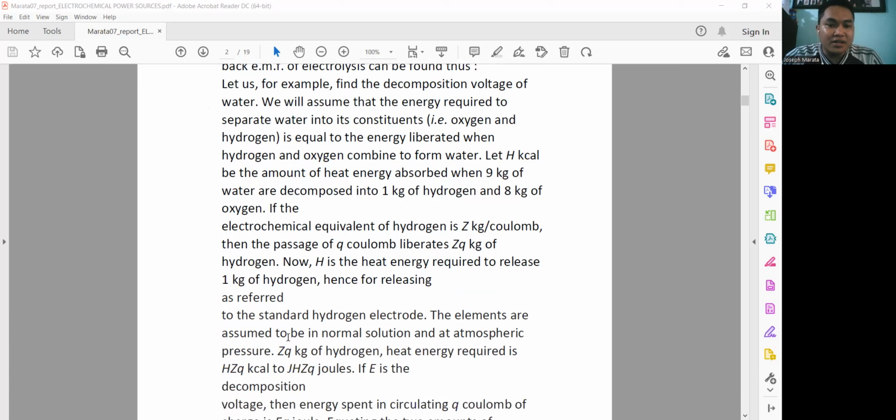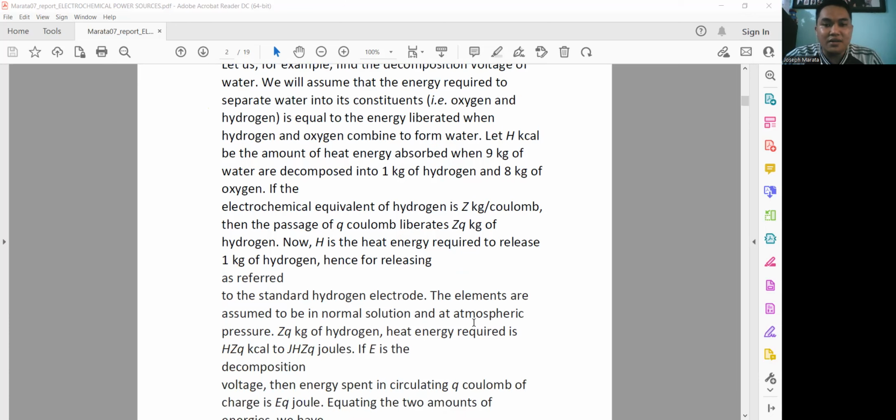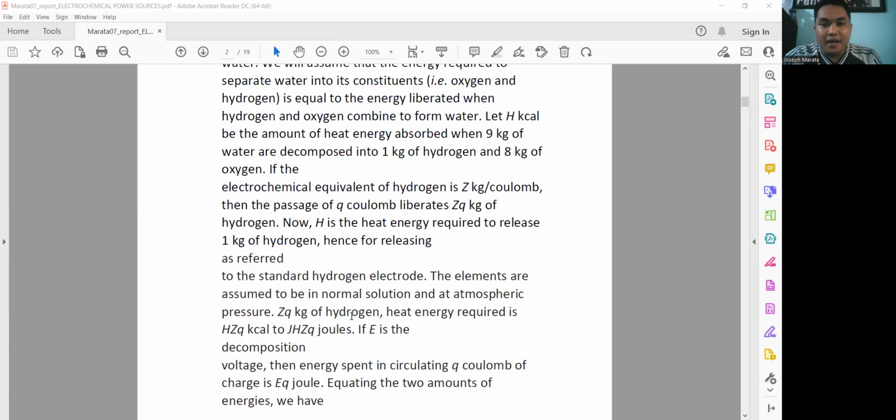This is referred to the standard hydrogen electrode. The elements are assumed to be in normal solution and at atmospheric pressure. For the charge of Z kilogram of hydrogen, the heat energy required is H times Z kcal, or J times H times Z joules.